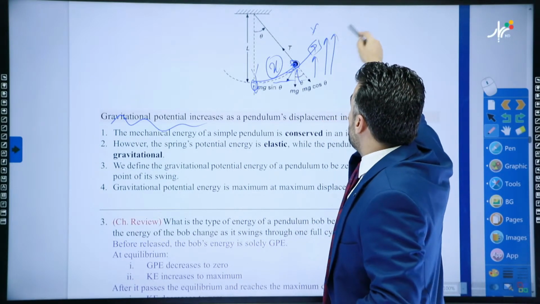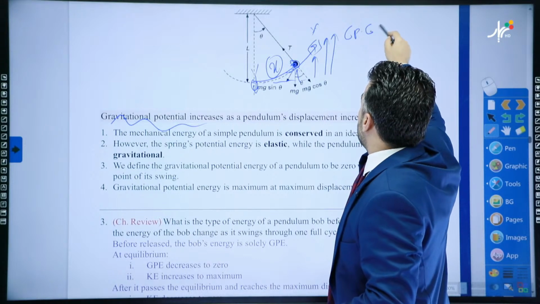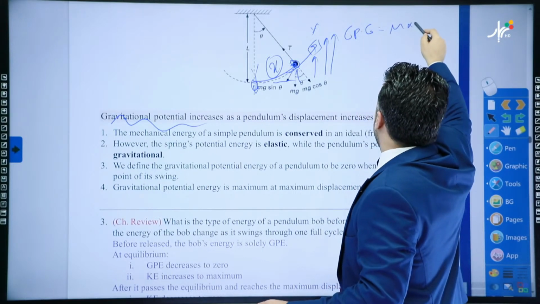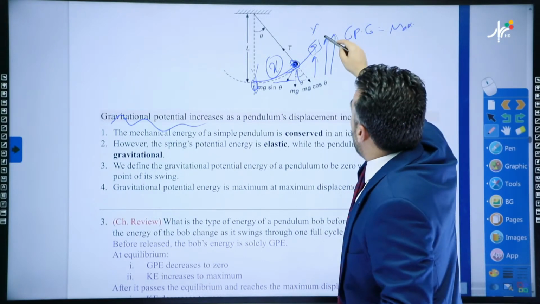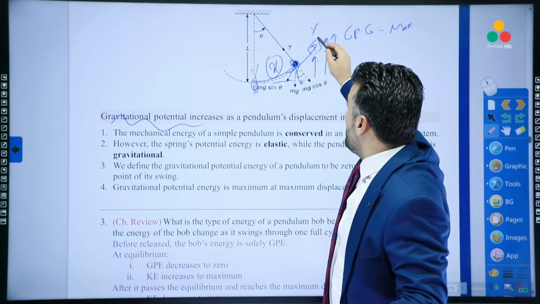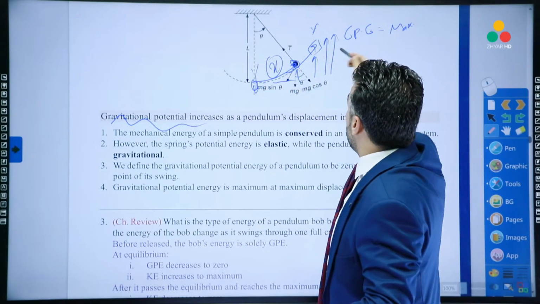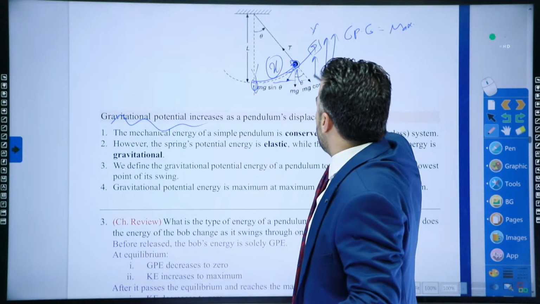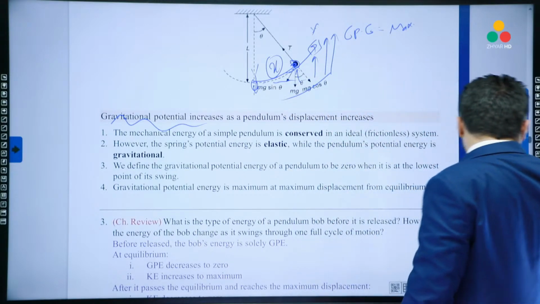You can see here, GPE, gravitational potential energy, at this point here is maximum, yeah? Max. As it moves downward, of course, approaches the equilibrium, it gets less and less, so this GPE will convert to kinetic energy. Kinetic energy starts to increase.